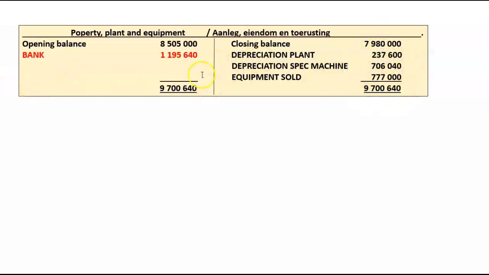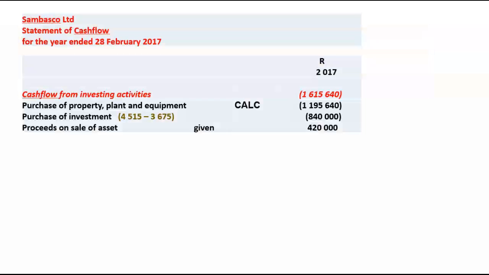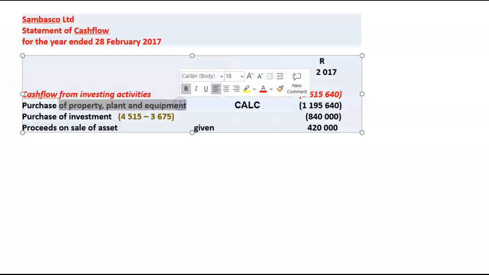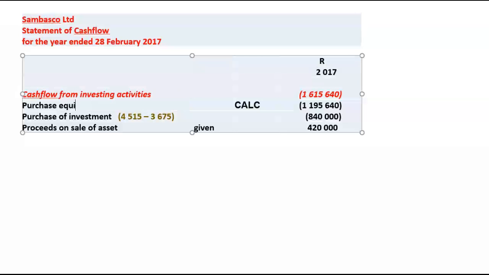And now, guys, all we have to do is balance off our account. We're going to add all those figures together, transfer the total to this side, and then the balancing figure is going to be equal to the new equipment that we've purchased for the year, 1,195,640. And in our cash flow statement, purchase of equipment, 1,195,640. It is equipment, and it was for replacement purposes. 1,195,640. That's it.